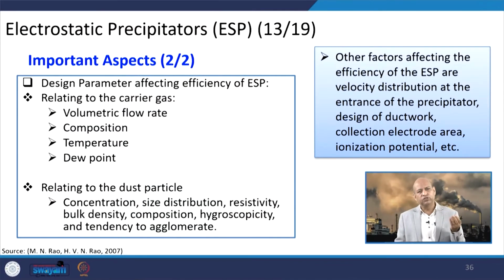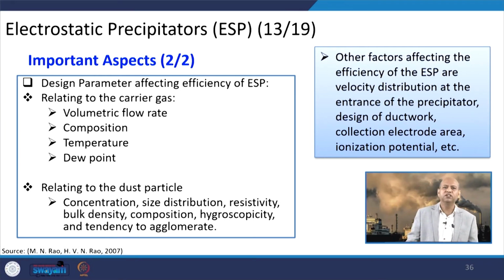The design parameters which affect the efficiency of an ESP are volumetric flow rate, composition of the gas and particles, temperature, and dew point. If dew point is reached, then some acidic formation occurs that can attack the plates, etc. Then there are factors relating to the dust particles, for example concentration or size distribution of the particles, resistivity, bulk density and composition, or hygroscopic nature, like moisture content, or tendency to agglomeration.